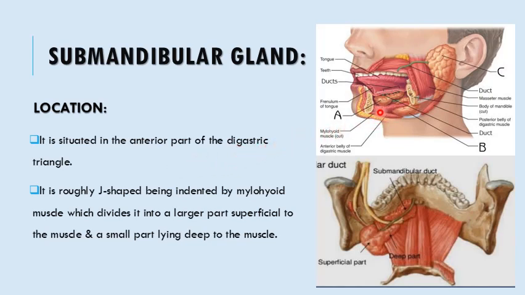Okay, now look at this diagram. Here you can see this digastric triangle which is formed by the anterior belly of the digastric and posterior belly of the digastric and base of mandible. Base of mandible is cut here. Here you can see in the anterior part of the digastric triangle, this is the submandibular gland.